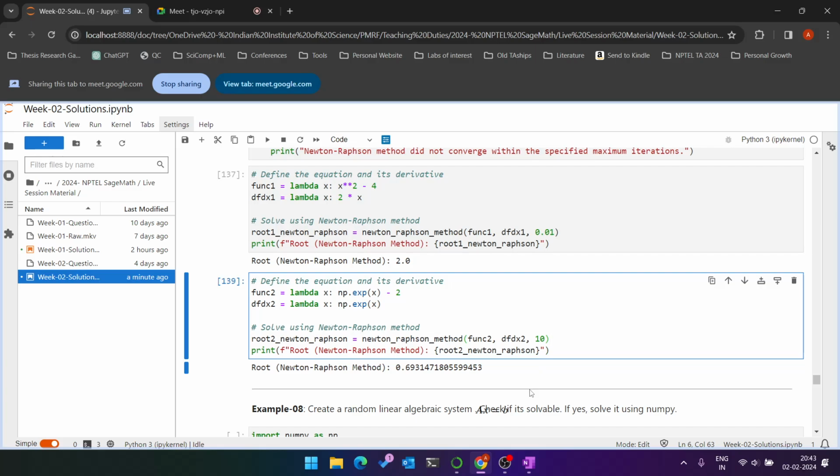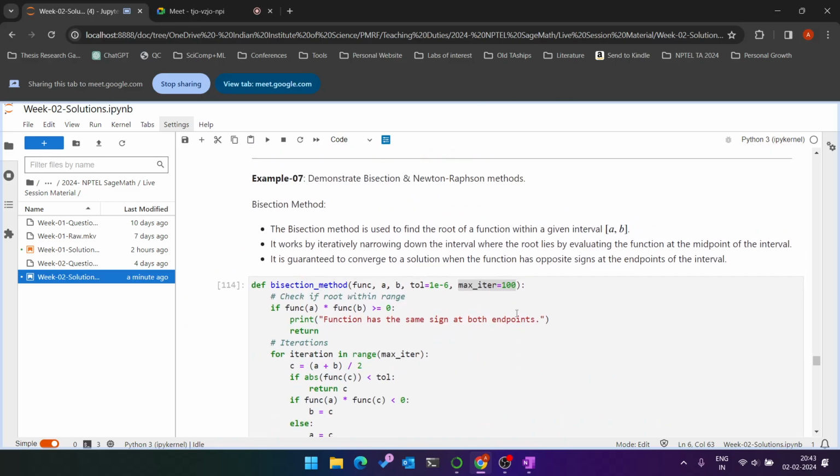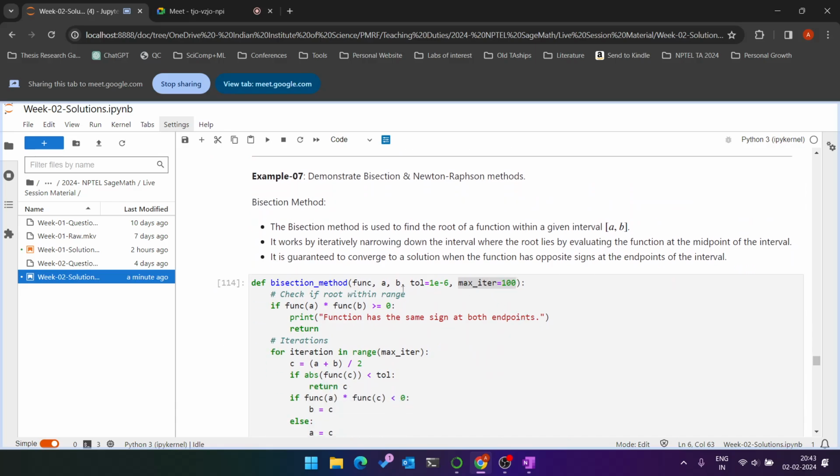However, if you have say an oscillatory function where things are going up and down, then this might get stuck in between. So it doesn't guarantee you convergence in the same way bisection can guarantee you, provided you give the correct interval.